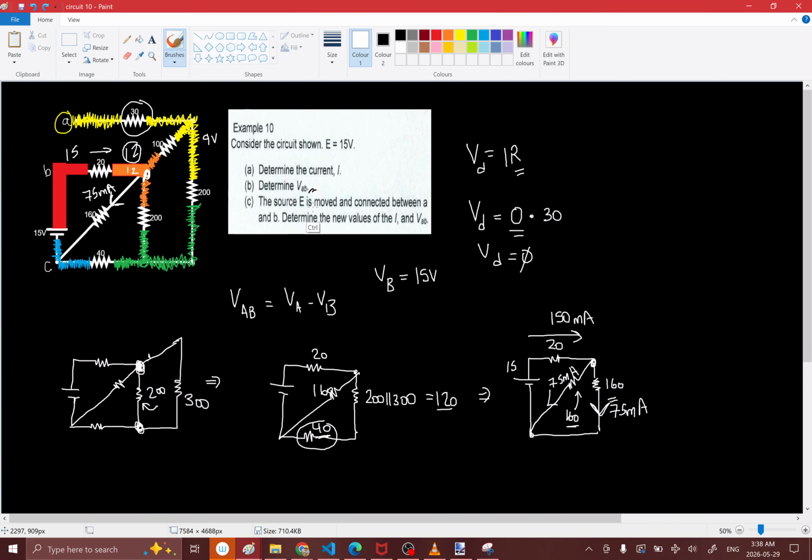Okay, so now we'll go back and redraw the schematic again. Yeah, it's a huge pain, but that's what you gotta do. Okay, so I think we can go from this one here, this diagram.